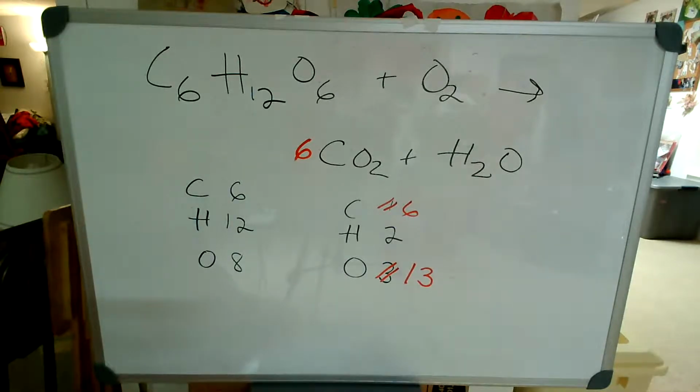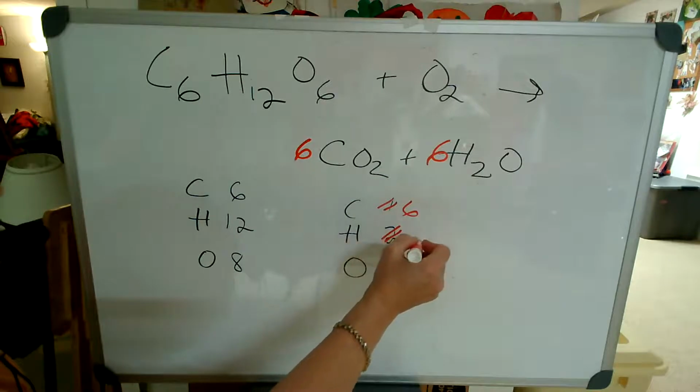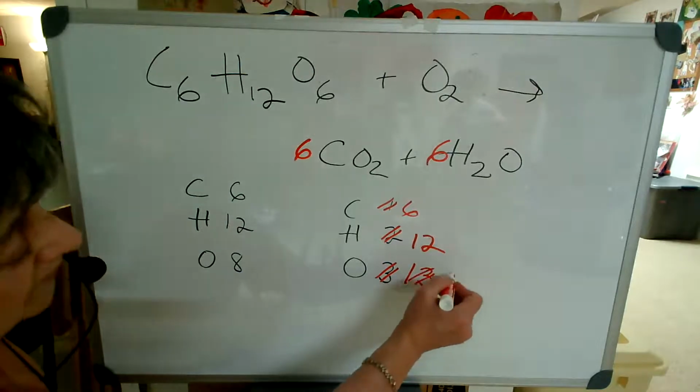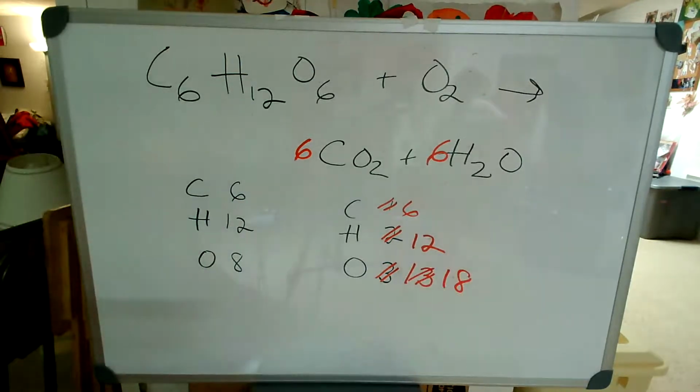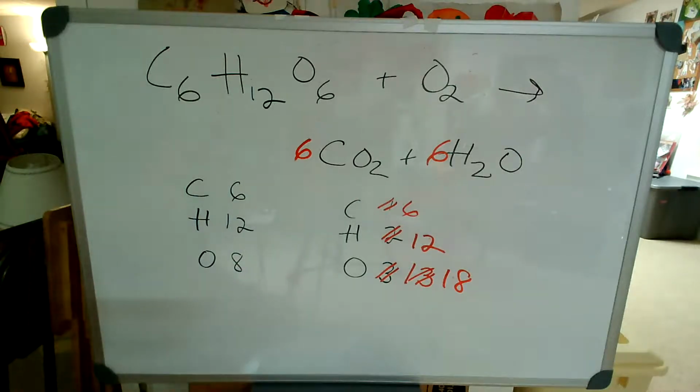Okay, from there we move on to the hydrogen. Hydrogen is 12 and 2 on the other side. Put a 6 here. That'll make the hydrogen 12. And the oxygen is now 6 times 2 is 12, plus 6 is 18. Okay, now we have a little problem. We have 6 and 2, and we want to get 18. How are we going to do that?